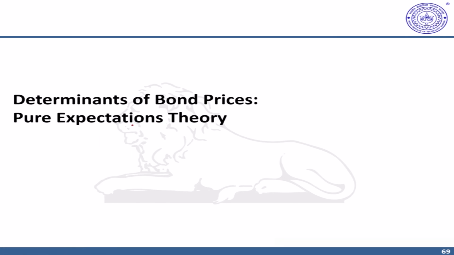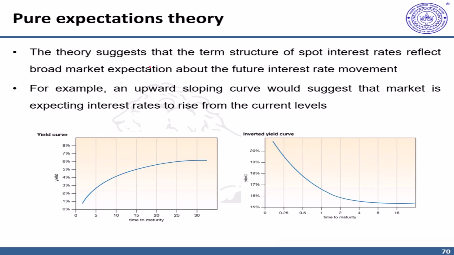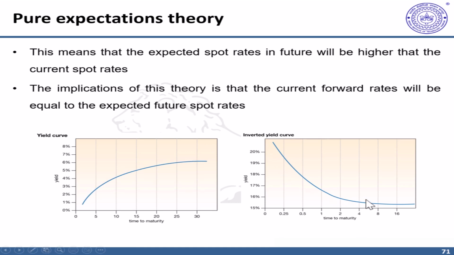In this video, we'll discuss the pure expectations theory of interest rates. To begin with, the theory suggests that the term structure of interest rates reflects broad market expectations about future interest rate movement. For example, if the term structure of interest rates is upward rising, then expectations are that interest rates will rise, and if it is inverted like this, then the market expects interest rates to fall.